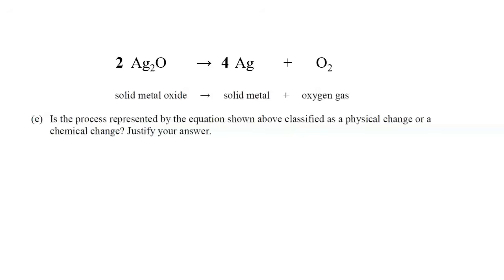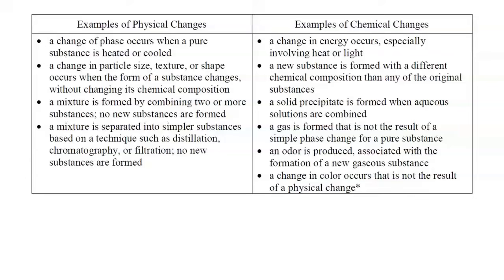Okay, in part E of this question, it says, is the process represented by the equation shown above classified as a physical change or a chemical change? Justify your answer. Well, earlier in a previous video for Unit 4, talking about physical and chemical changes, which is topics 4.1 and 4.4, you can see on this slide examples of physical changes, so change in phase, separating a mixture where no new substances are formed, and then examples of chemical changes where a new substance is formed or possibly a precipitate or the formation of a gas.